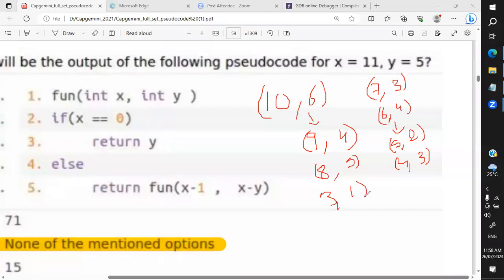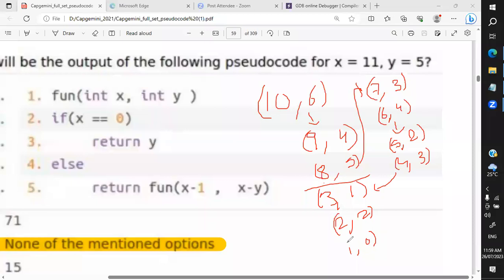1. Now 3 comma 1 will again call; from here to here we came. Now 3 comma 1 we call 3 minus 1. This is nothing but 2 comma 3 minus 1. 3 minus 1 is what? 2. 2 comma 2 it will call. Now 2 comma 2, what will happen? 2 will become 1. 1 comma 2 minus 2 is 0.